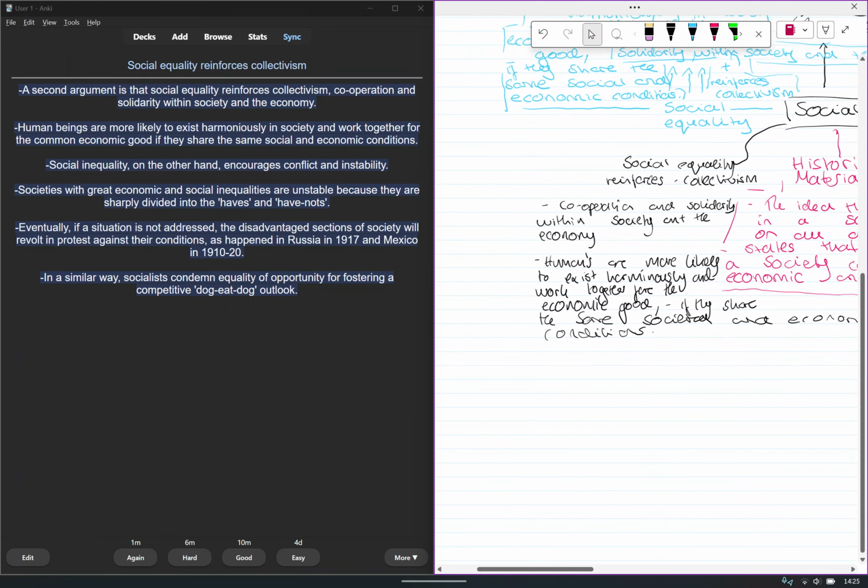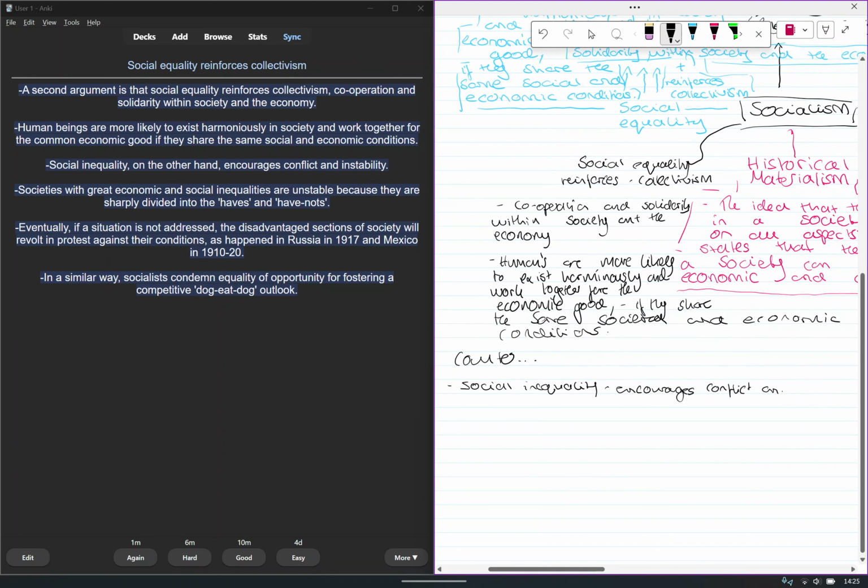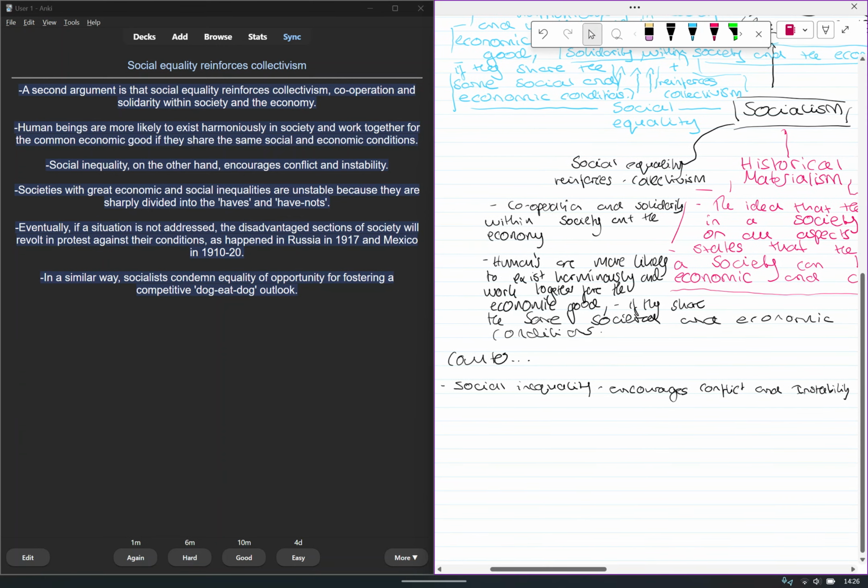Now, we've got a counter argument here. This starts with the social inequality point. Now think to yourself, why does social inequality not reinforce collectivism? How can this be used as a counterpoint? Because we've already talked about social equality. The obvious point, on the other hand, is that it encourages conflict and instability.